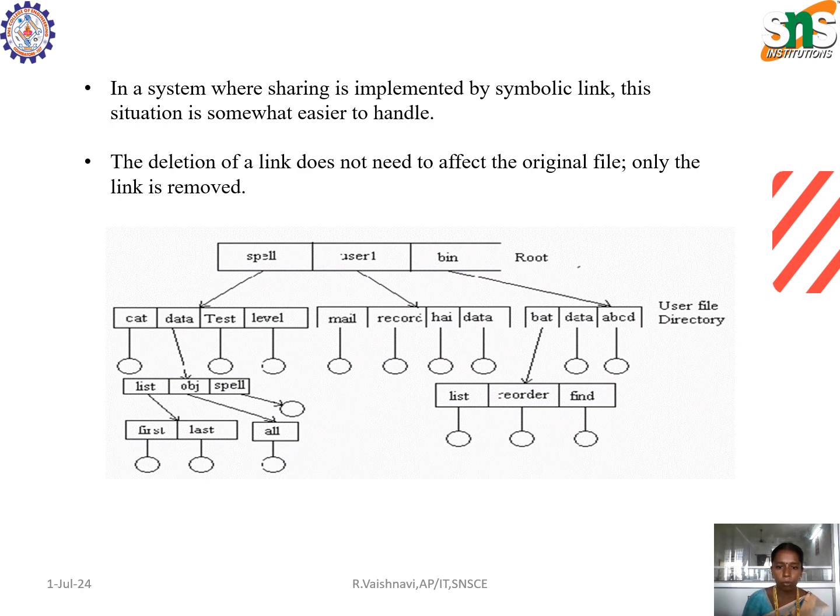Here we have the root directory as spell, username and the pin. Below the root directory we have user file directory, that is cat, data, test, level. That level comes under user file directory. Below that we have the separate file names.